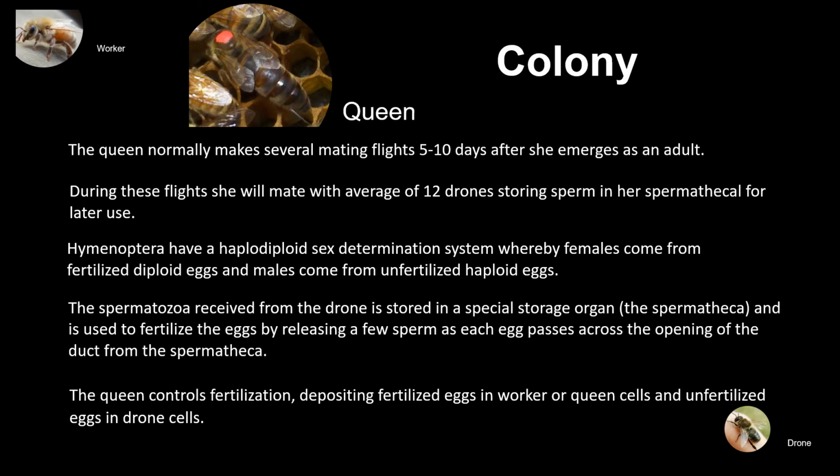The Hymenoptera have a haplodiploid sex determination system, whereby females come from fertilized diploid eggs and males come from unfertilized haploid eggs. The spermatozoa received from the drone is stored in a special storage organ, the spermatheca, and is used to fertilize the egg by releasing a few sperm as each egg passes across the opening of the duct from the spermatheca. In this way, the queen controls fertilization, depositing fertilized eggs in worker or queen cells and unfertilized eggs in drone cells.